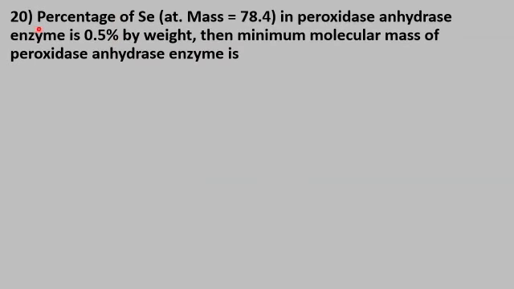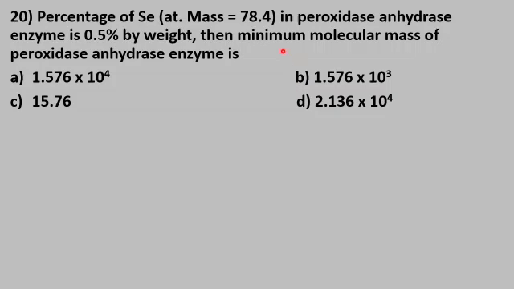Question number 20. Percentage of selenium having atomic mass 78.4 in peroxidase anhydrous enzyme is 0.5% by weight. Then the minimum molecular mass of the peroxidase anhydrous enzyme is dash. Option A 1.576 into 10 raised to 4, option B 1.576 into 10 raised to 3, option C 15.76, and option D 2.136 into 10 raised to 4.